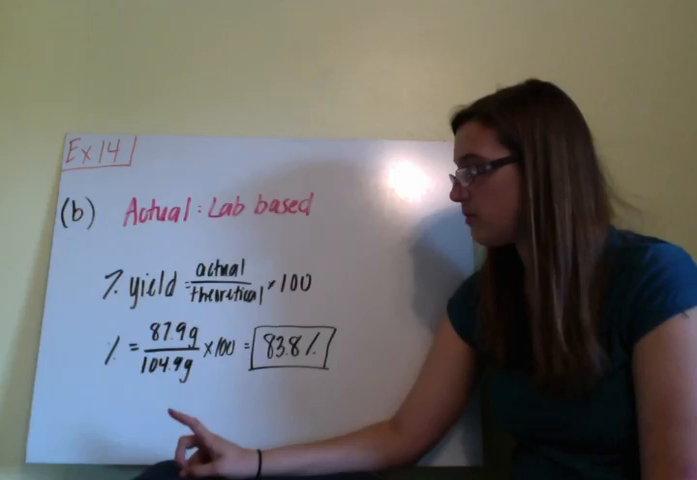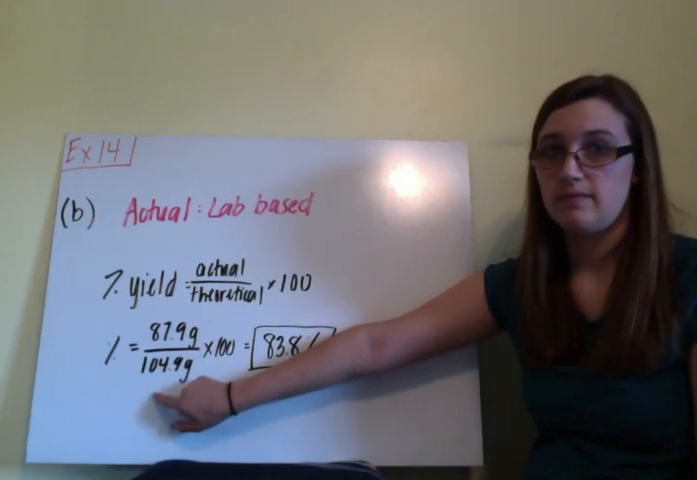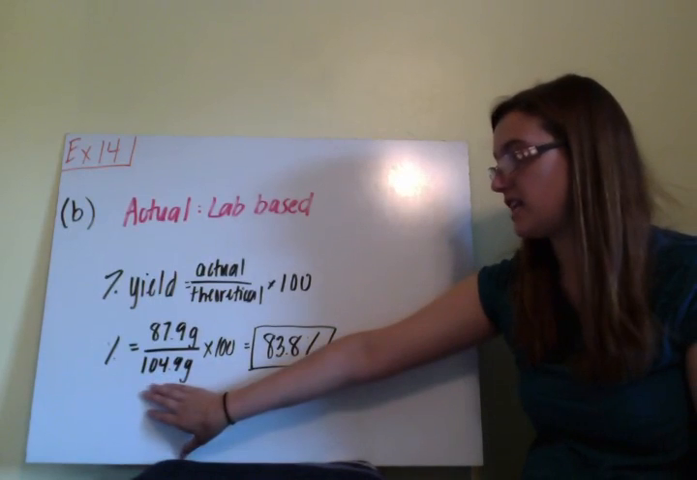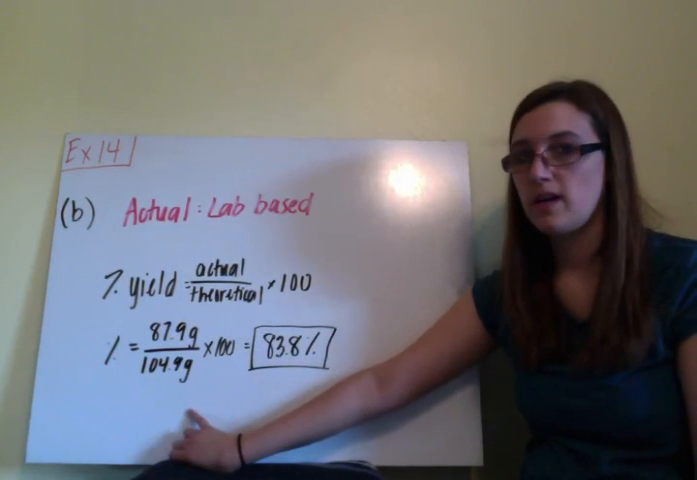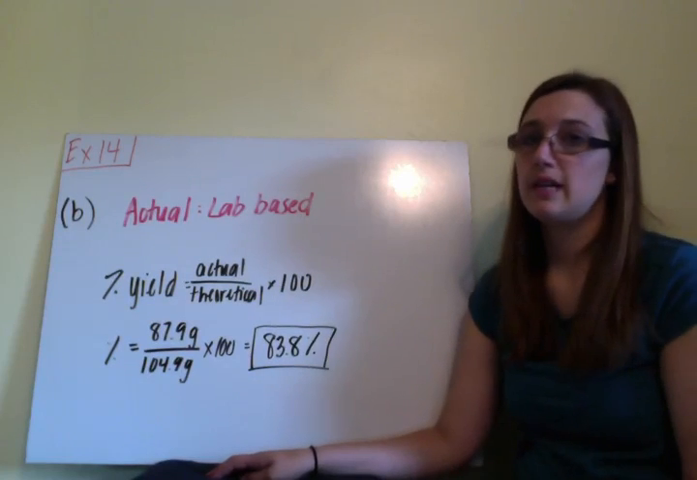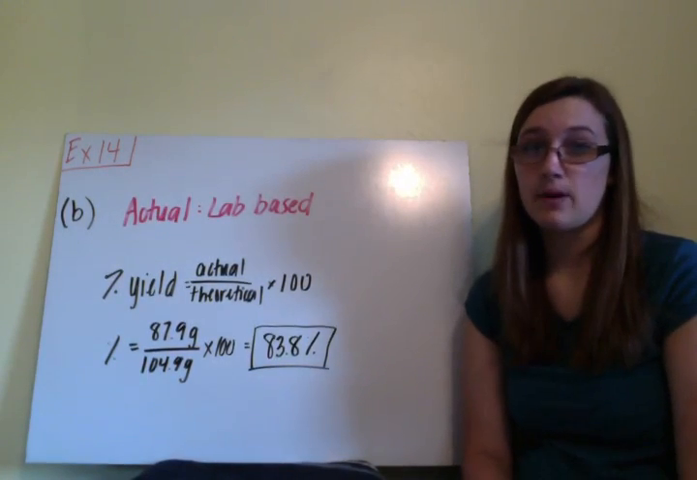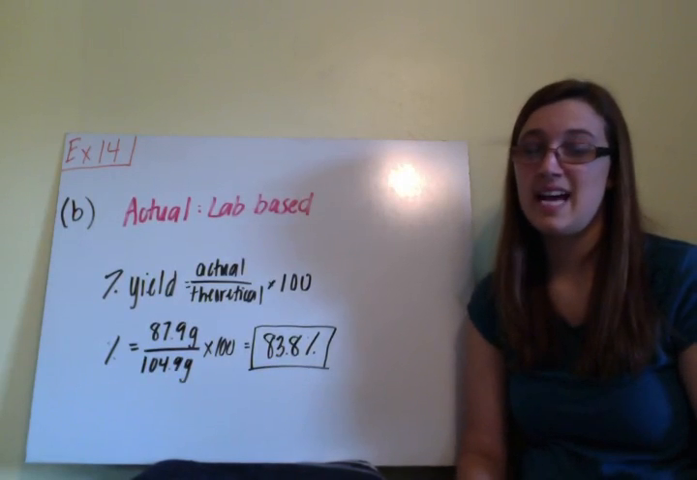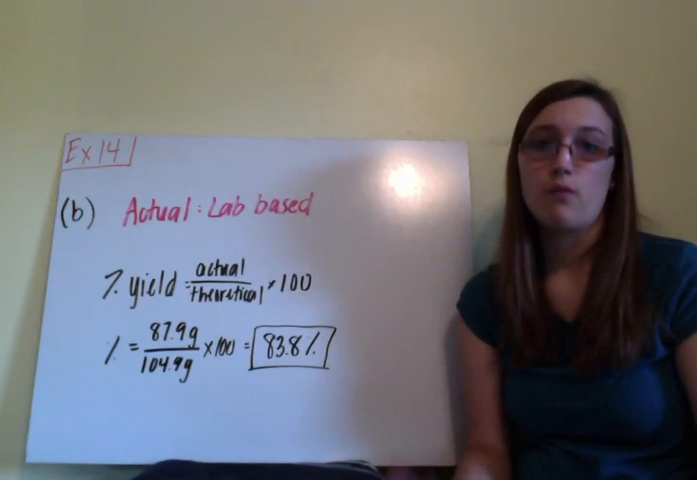So we take 87.9, and we use our unrounded answer. We're going to plug our unrounded answer in here. 87.9 divided by 104.9 times 100, because it's our percent yield, gets us 83.8%. So in this laboratory test, we only recovered 83.8% of what we should have.